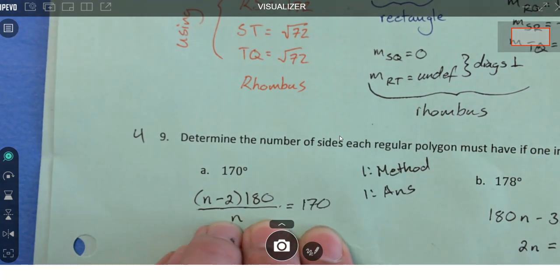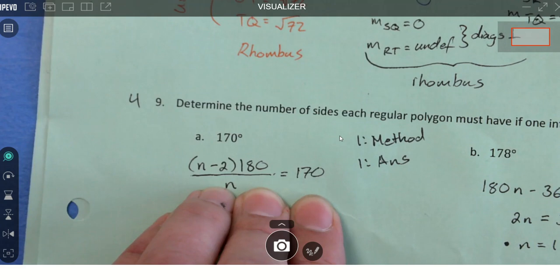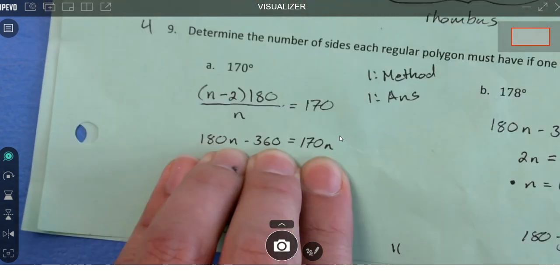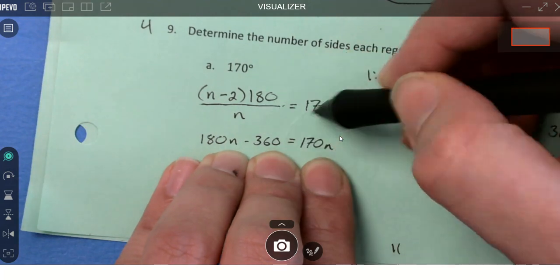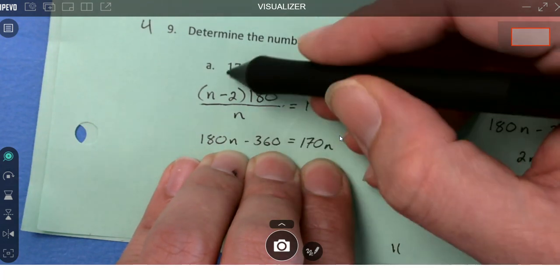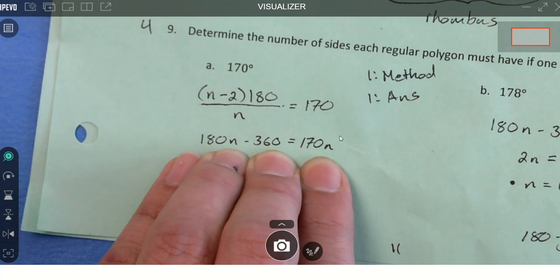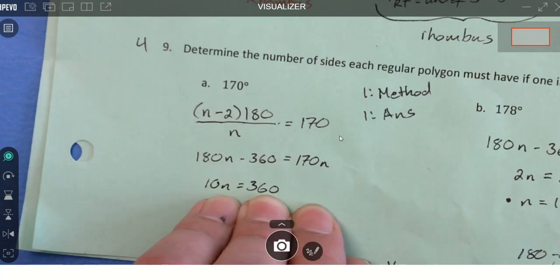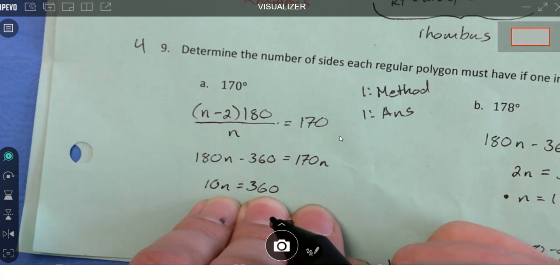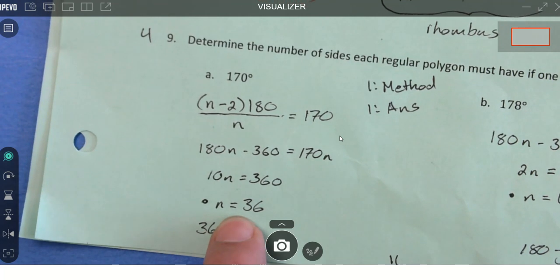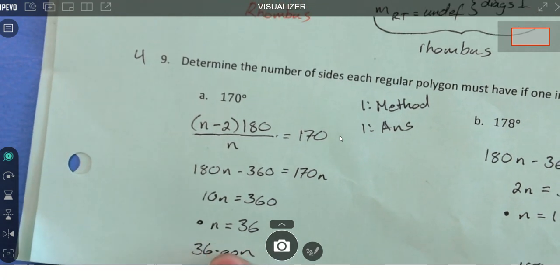Is this a solvable algebra problem? Help me out. What's the first thing you would do? Multiply by n. You got it. Now, I did 2 things. I multiplied by n to get out of the denominator, and I distributed. One more step. So add 360, subtract 170. You get 10n equals 360. How many sides did this polygon have? Sevilla says 36. I like it. If you stopped at n equals 36, I'll give you the point, but it's 36.